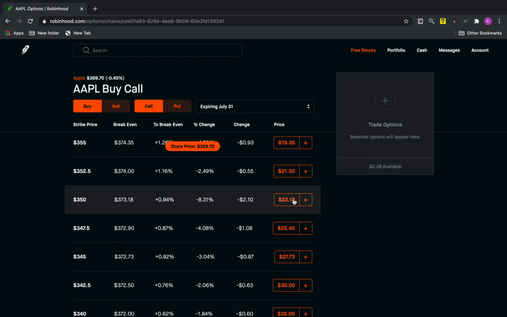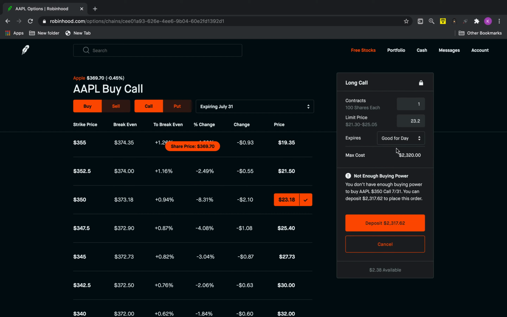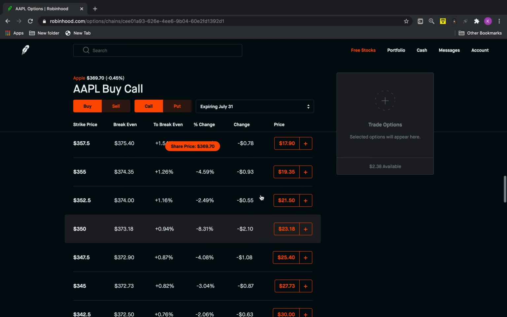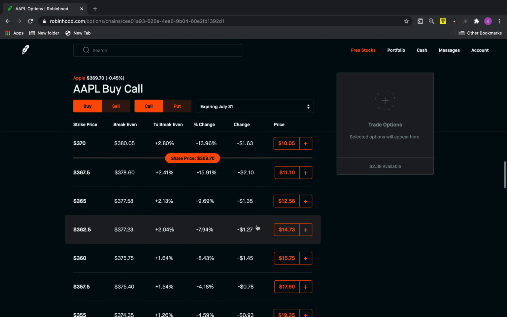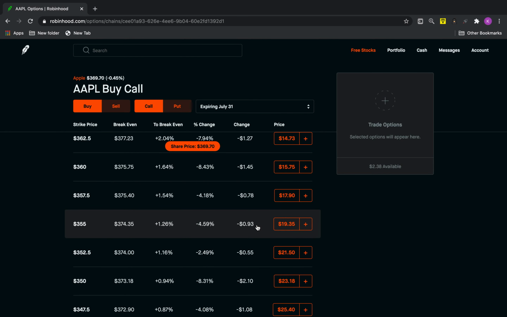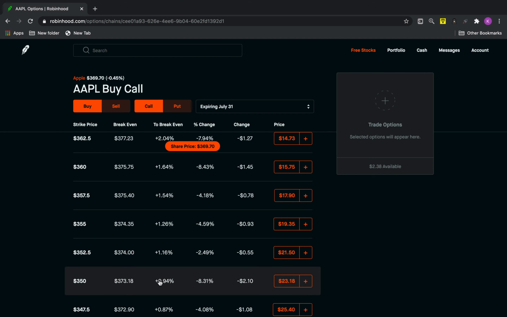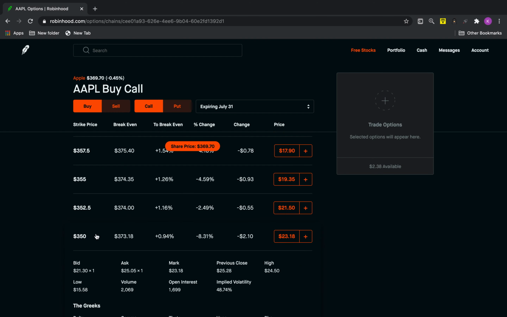And this call option isn't $23.18, it's more like $2,320 because you're buying 100 shares per contract. You'll buy a call option because you're betting on the stock going up. So if I was buying this $350 strike price, I'll be able to exercise this call option for $350, even though Apple is trading at $369.70. So that's what a call option is. Now let's go to a put option.